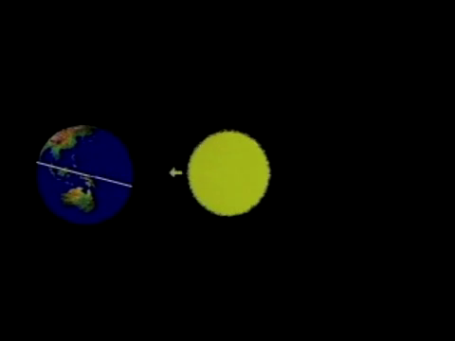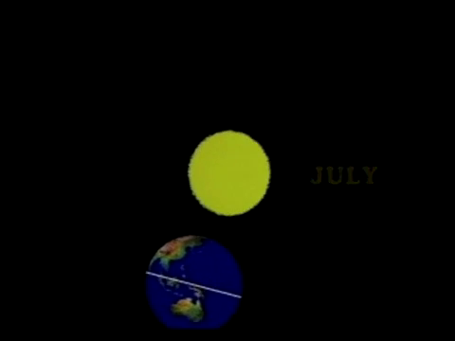So when it's at this position in July, it's summer in the northern hemisphere, because the sun's light and heat is aimed more directly there. At the same time, it's winter in the southern hemisphere. Half a year later, in January, when the Earth's position is here, it's just the opposite. Now the sun's light and heat are aimed more directly at the southern hemisphere, so it's summer there, and winter in the northern hemisphere.